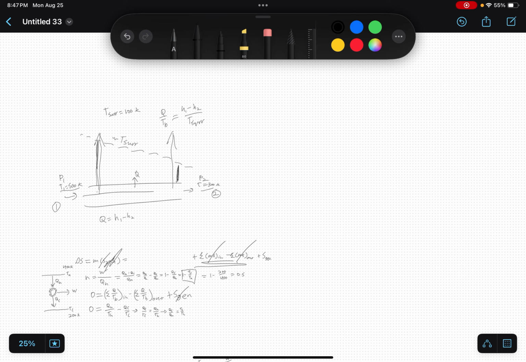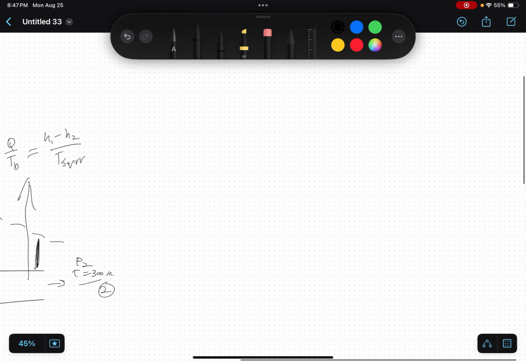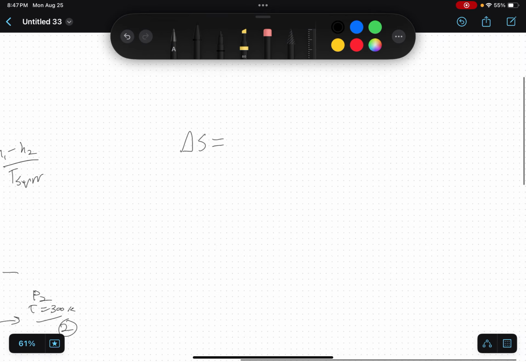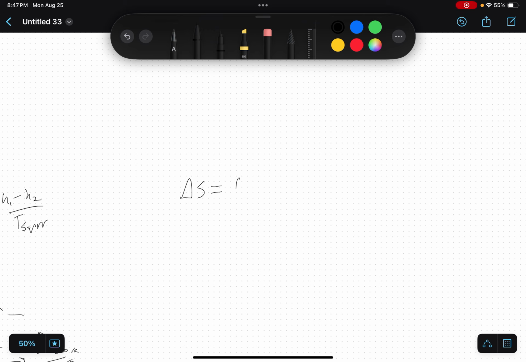The last thing, so there are two other entropy equations that are pretty useful. Flipping pages here. They're going to be used in the next video. So the first one, delta S equals Cv ln T2 over T1 plus R ln V2 over V1. Now there's a way to derive this.